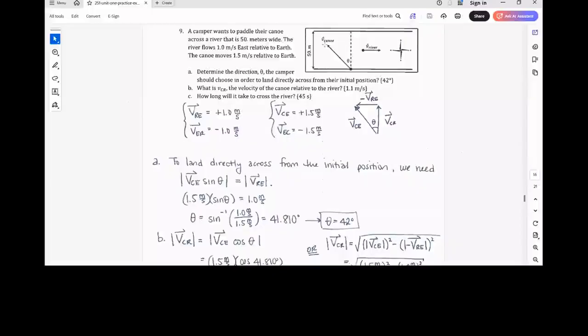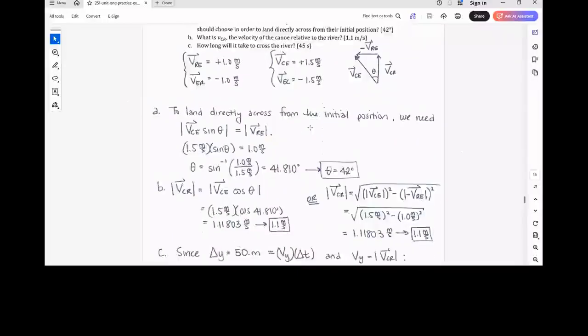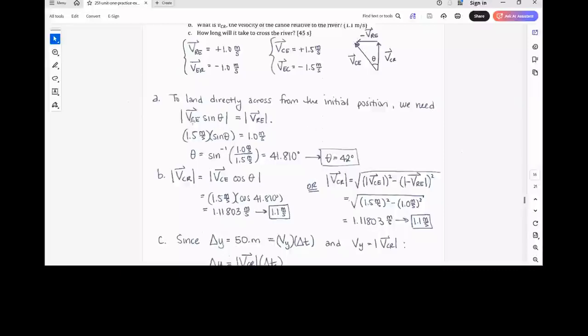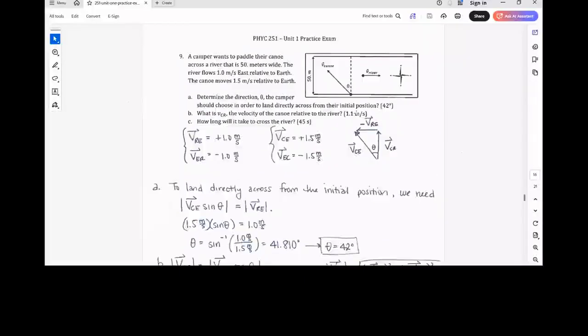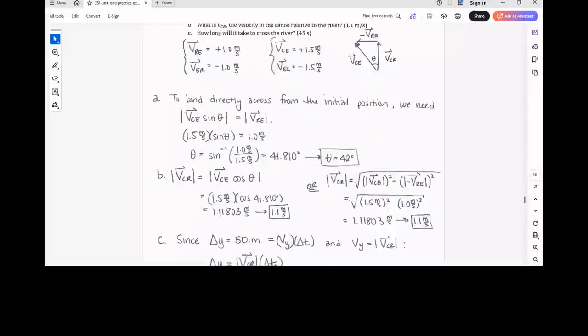What it does mean is that I need the sine component of V canoe to perfectly cancel out V river. That's the only way that you're going to land directly across the river. So VCE sine theta is what you get when you break this canoe vector down into an x and a y component. So I need that magnitude to be the same as the river velocity's magnitude, and I can use that to figure out what theta is, so how far you would have to angle your boat or your canoe in order to land directly across the river, instead of being swept along with the river.